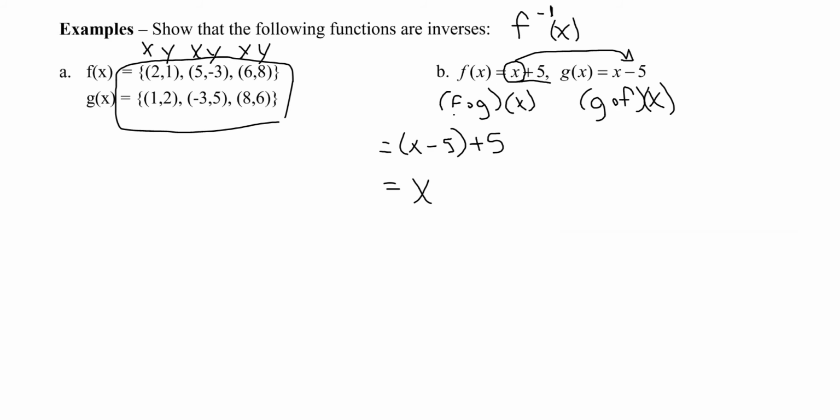So that works. And then we have g composed with f of x. So I'll start with my x, but again, instead of x, I'm going to plug in f. So I'll do x plus 5 minus 5, which when I simplify that will leave me with x. So that is my final answer, and they are inverses because they both simplify to x.